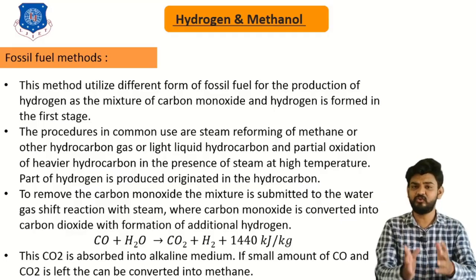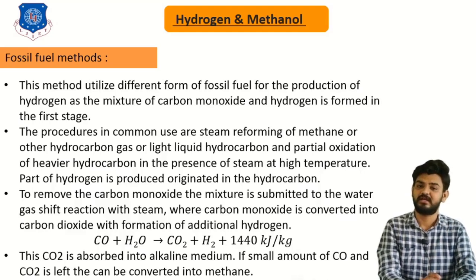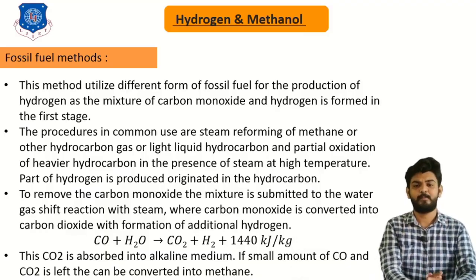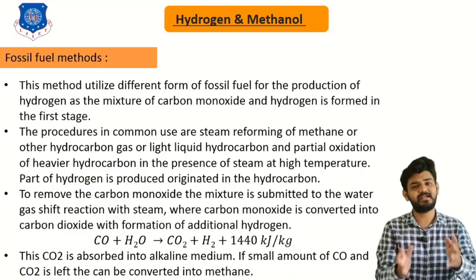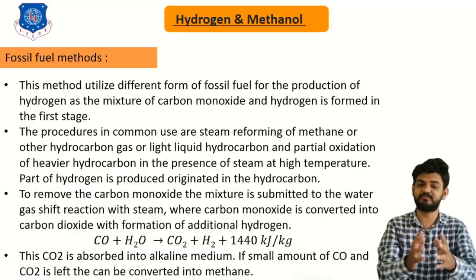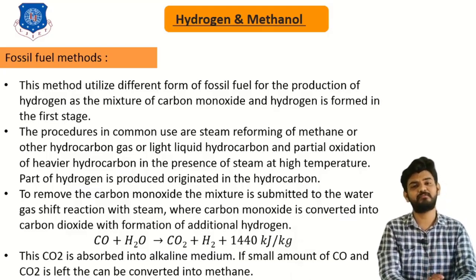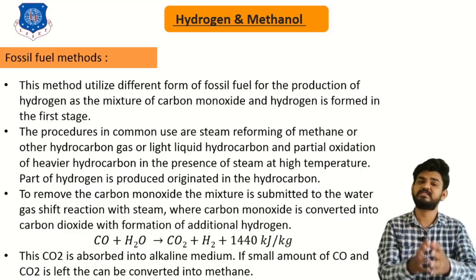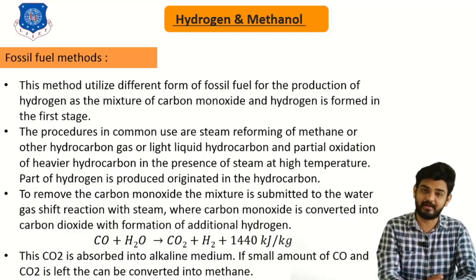This fossil fuel method utilizes different forms of fossil fuel for the production of hydrogen, as a mixture of carbon dioxide and hydrogen is formed in the first stage. The procedure in common use nowadays is the steam reforming of methane or other hydrocarbons, or different light liquid hydrocarbons, and partial oxidation of heavier hydrocarbons in the presence of steam at high temperature. A part of the hydrogen is originated from this hydrocarbon. So basically nowadays we are mainly focusing on the steam reforming process of methane and different hydrocarbons for the production of hydrogen.